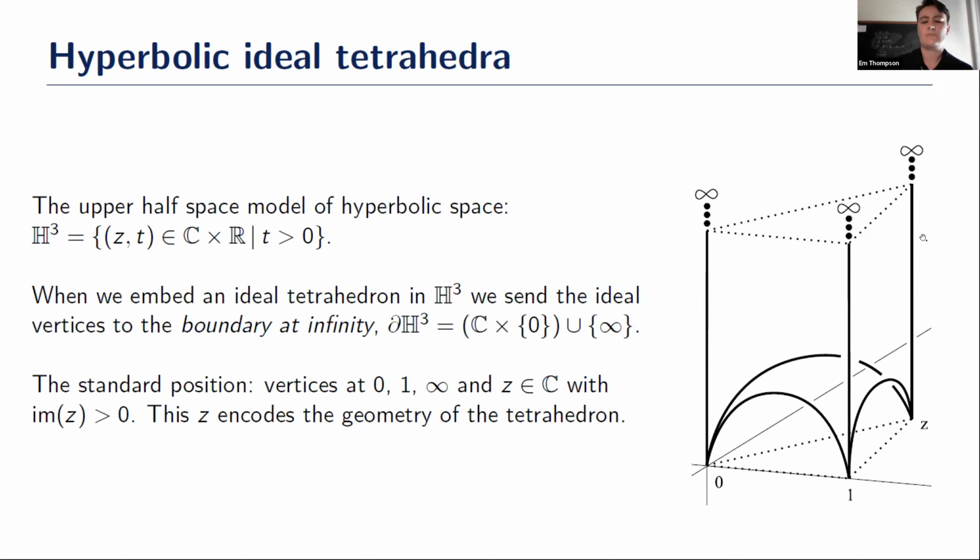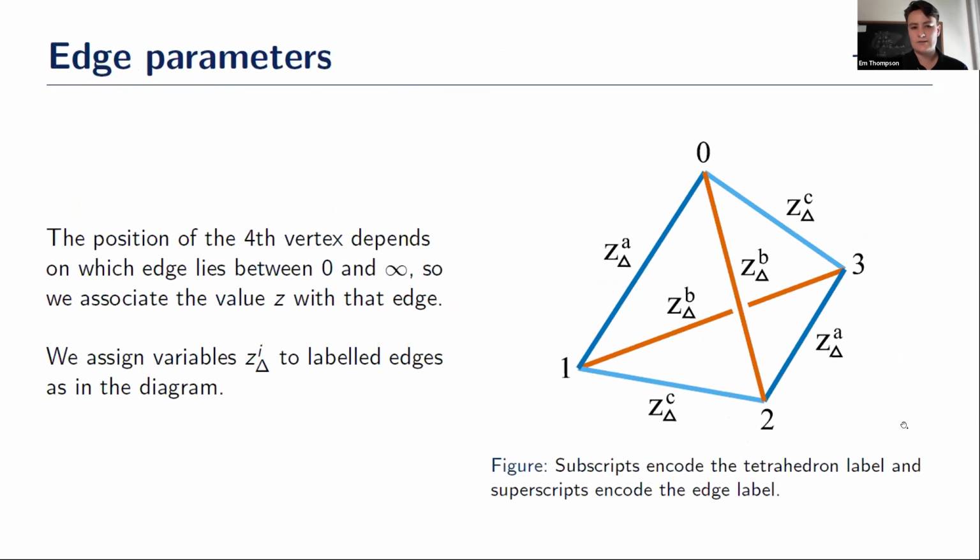And so the idea we're getting at for this talk is parameterizing all the hyperbolic structures. We've got this Z variable that's associated to the geometry of this individual tetrahedron, and we can let that vary to parameterize these structures. We can move our tetrahedron into that standard position in multiple ways. It depends which edge you're sending to that axis between 0 and infinity, where that 4th vertex ends up.